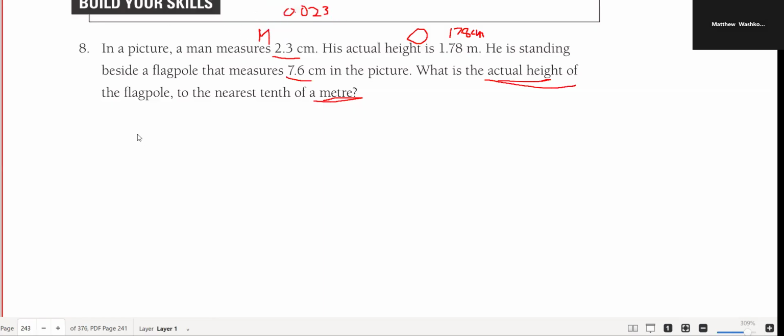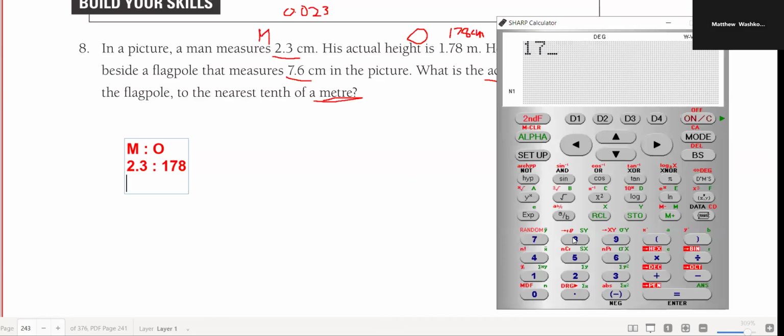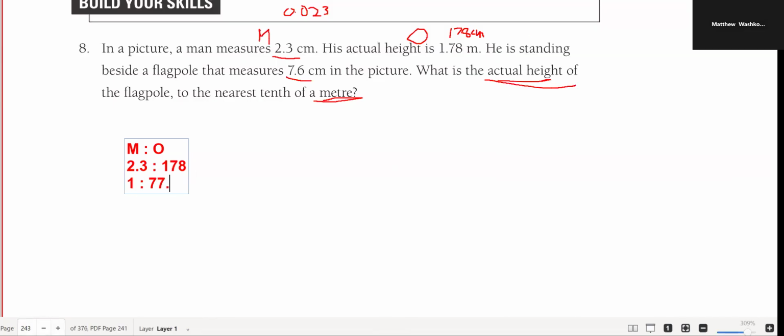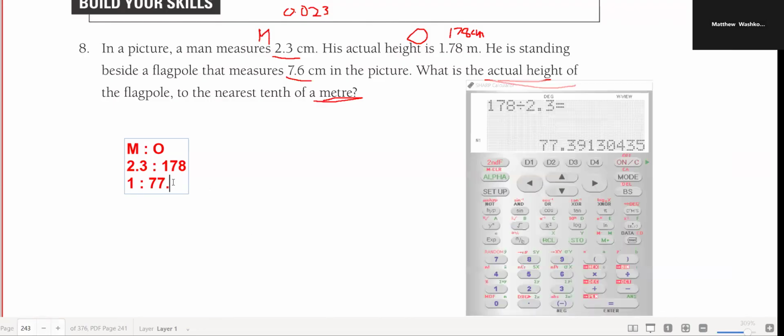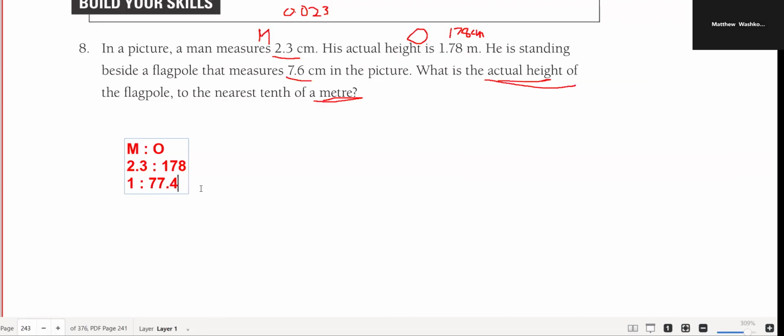All right. So just like before, model to original, right? Always model to original. I know it's a 2.3 to 178 ratio here, which if I simplify that, 178 divided by 2.3, is a 1 to 77.4 ratio. So I have that. Perfect. So that's our actual scale that we're using.